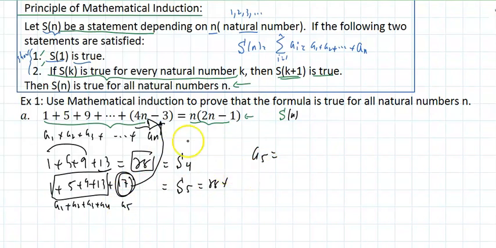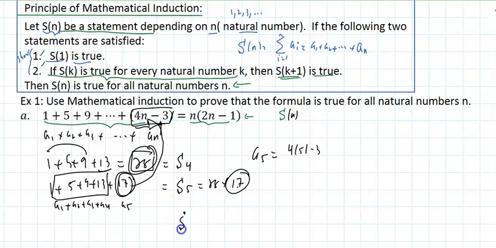I'm going to erase all of this. If you put a 5 in there, isn't that 4 times 5 minus 3, which is 17? So isn't it easier just to take what I added first and just add one more term to it? How do I find the term? By using the general term right there.